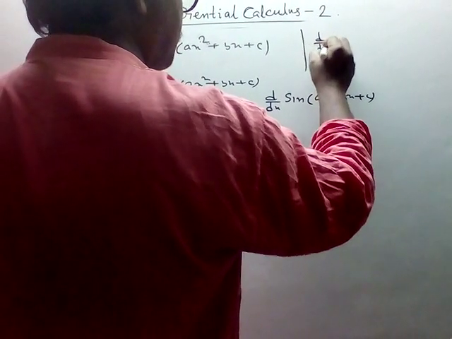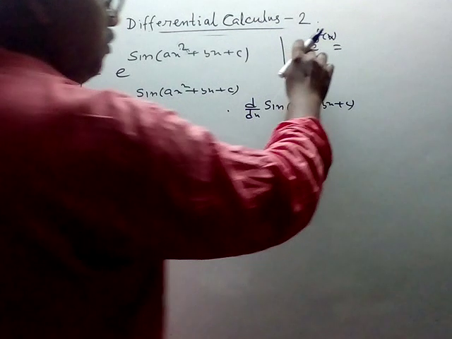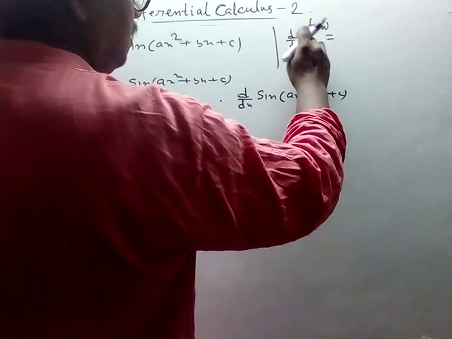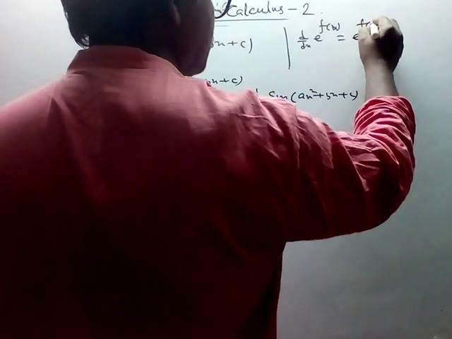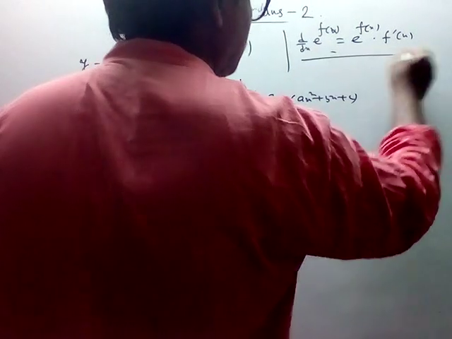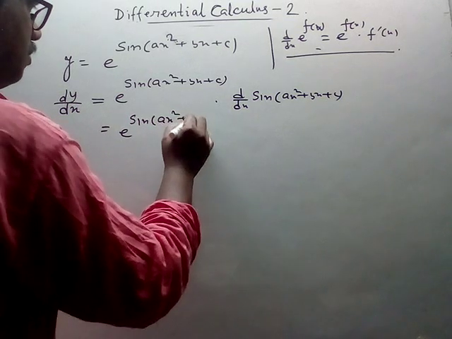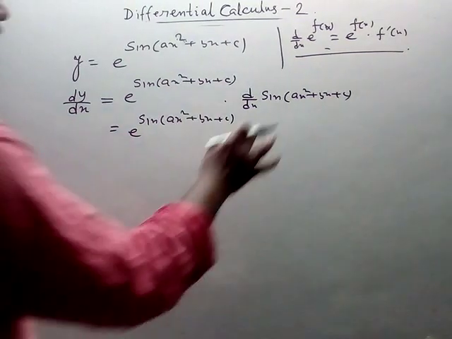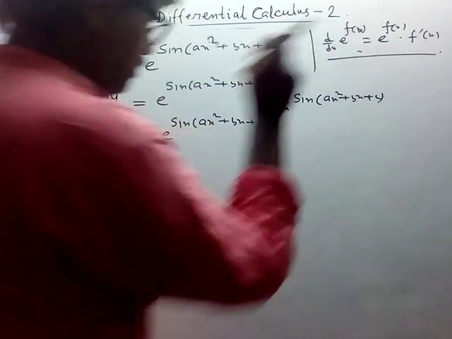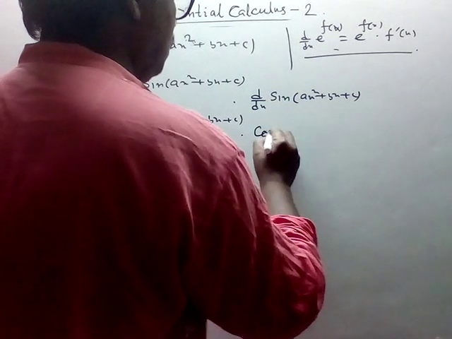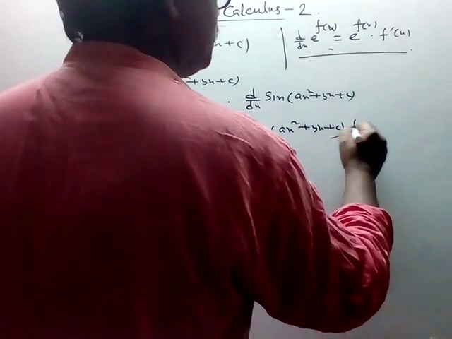Remember, d/dx of e power f(x): if you take f(x) as u, then e power u, its derivative with respect to u is e power u. So it is e power f(x) into f dash x by chain rule. So e power sine ax square plus bx plus c into, here also two functions, one is the trigonometric function, sine function, and another is the algebraic function. So the derivative of sine gives cos of ax square plus bx plus c, into the derivative of this.